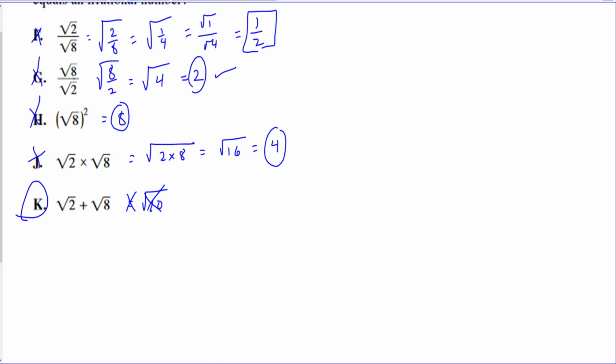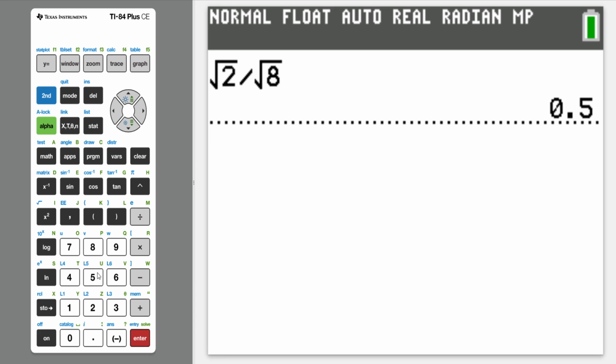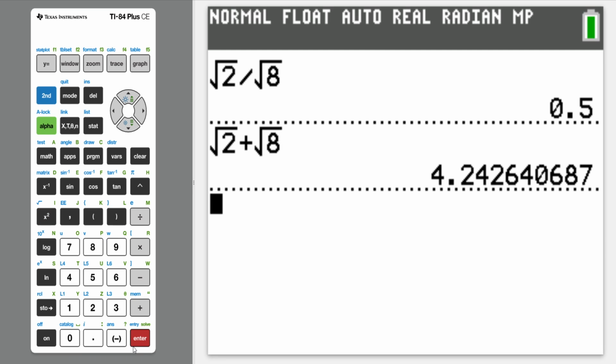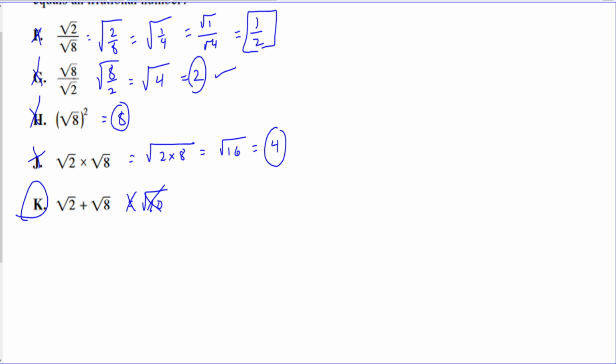If you have some extra time and you want to verify, you can go back to your calculator and check the square root of 2 plus the square root of 8, and just see that messy number. If you notice, this is the one that's giving me a decimal. There's no pattern, there's no end in sight. That's the irrational number. However you're doing it, I think this is probably your quickest strategy, but that's the idea.